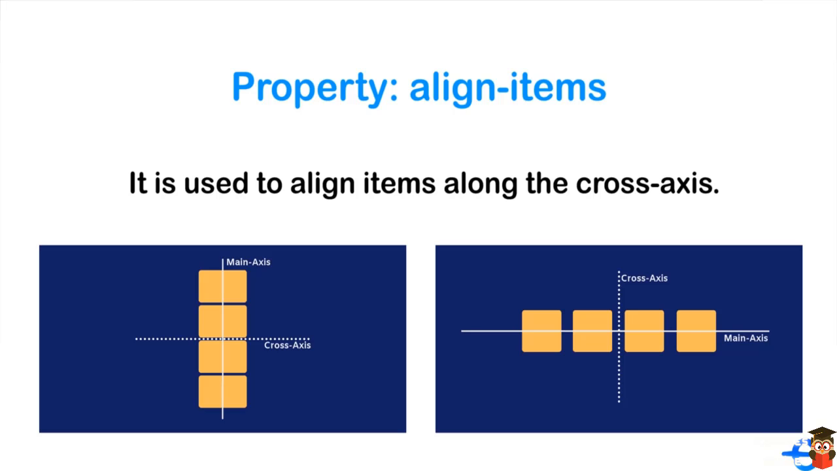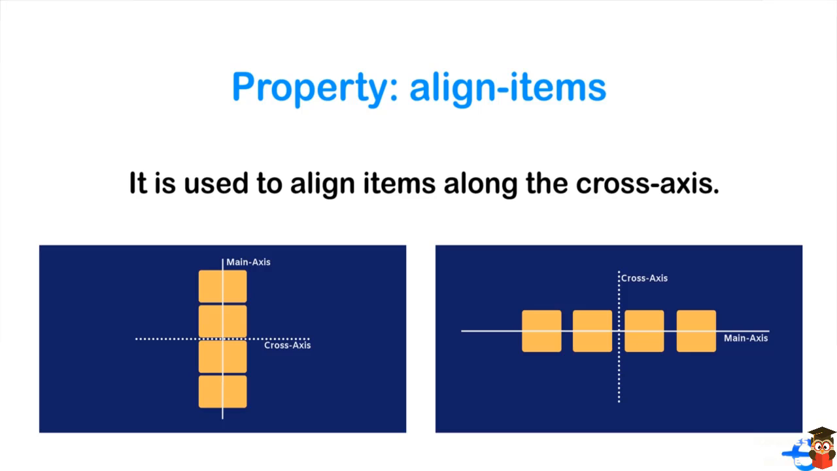In today's video, we will learn how to align Flex items. Flex provides us with two properties for this purpose: align items and align content. Let's talk about the first property, align items. This property is used to align items along the cross axis. So if you have a flex with direction row, this will align items vertically. Or if you have a flex with direction column, it would align items horizontally.